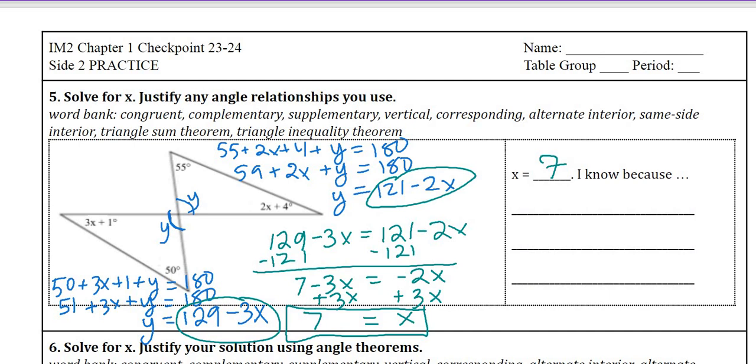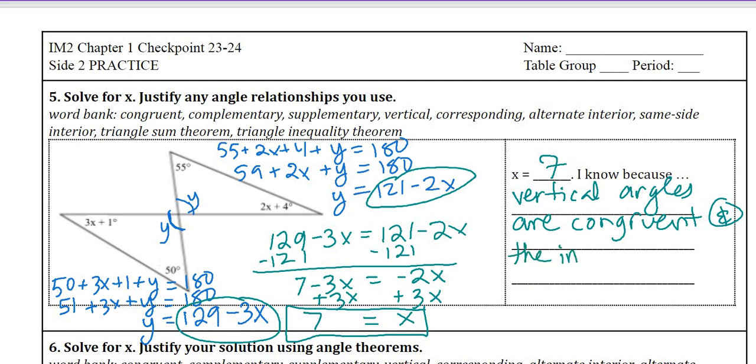I know because vertical angles are congruent and the interior angles of a triangle add to 180 degrees. Okay, next problem.